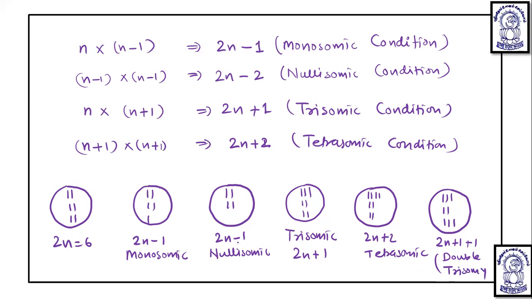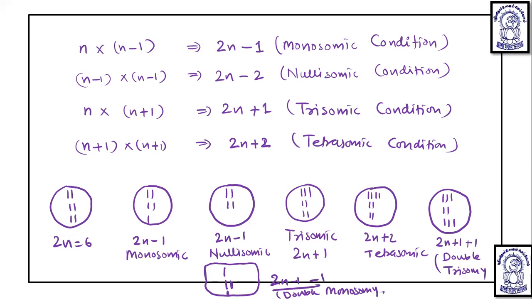Same way, if 2 chromosomes are getting minus, here a whole pair is going. But in that case, if one chromosome is going from, suppose this is the cell, and in that one chromosome is going from the first pair, one chromosome is going from another pair, like this, then it is going to be 2n minus 1 minus 1. Then it is double monosomy.